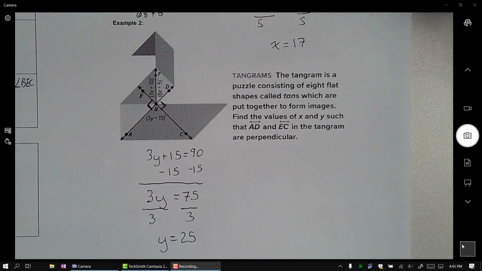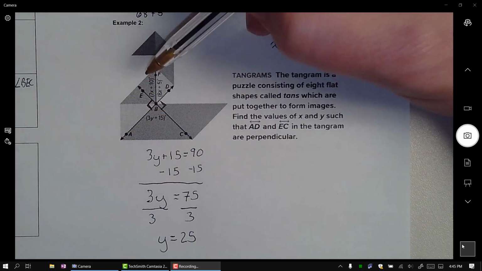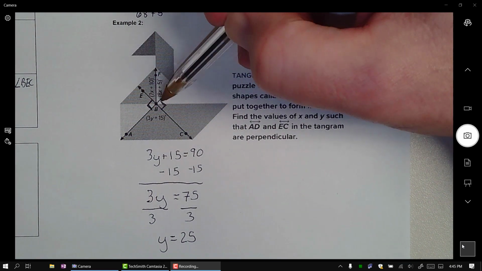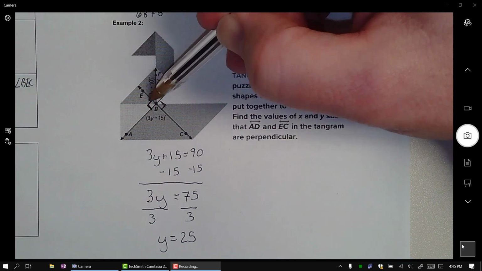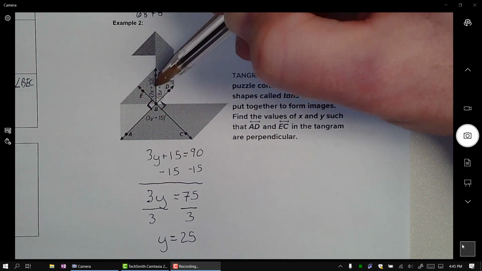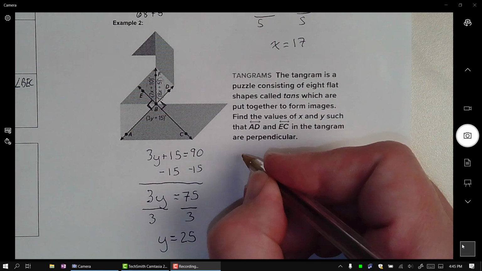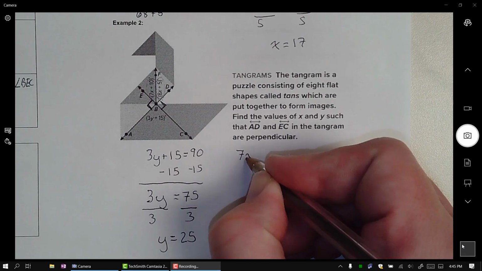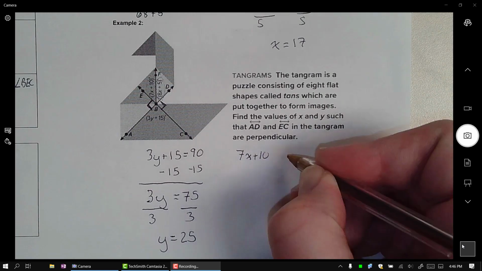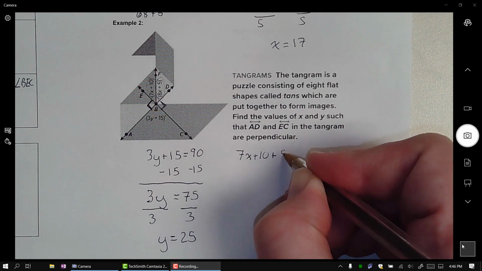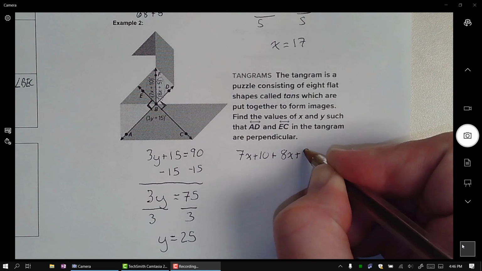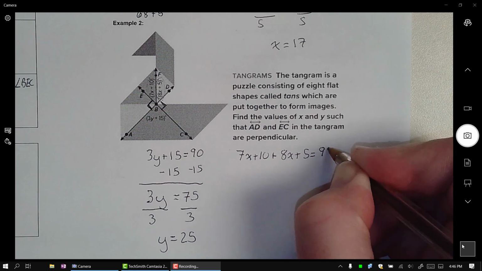Next up, I want to solve for x. Well, this whole thing right here is 90 degrees. So that means this angle plus this angle is basically creating a complementary relationship. They're going to sum together to give you 90 degrees. So 7x plus 10 plus 8x plus 5 equals 90 degrees.